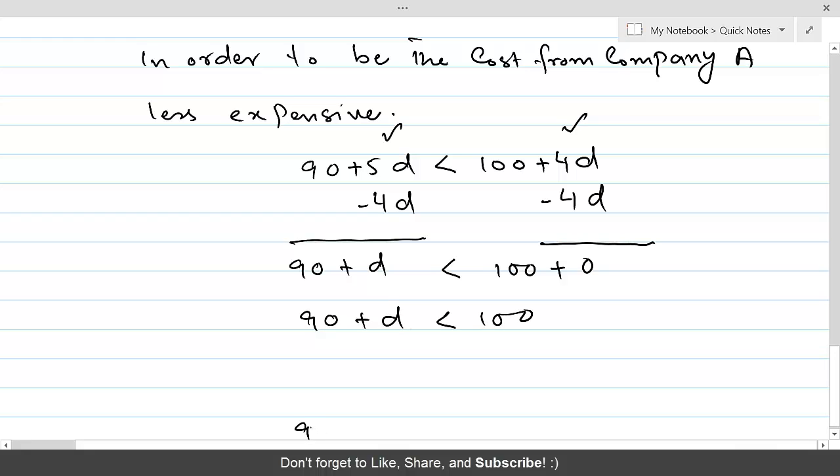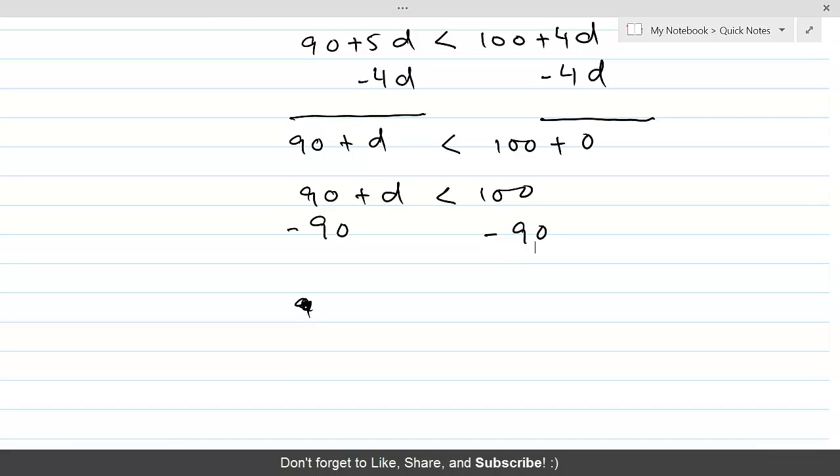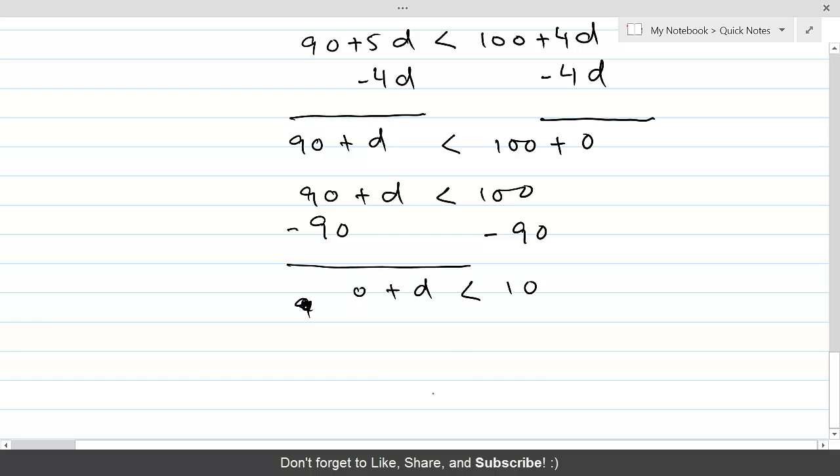Now what do you want to disappear? You want this 90 to disappear from the left, so that D alone sits on the left side. So easy stuff. Minus 90 and minus 90 over here. So when this is done, you get 0 plus D less than 100 minus 90, that is 10, meaning D is less than 10. This time there is no equal sign here.